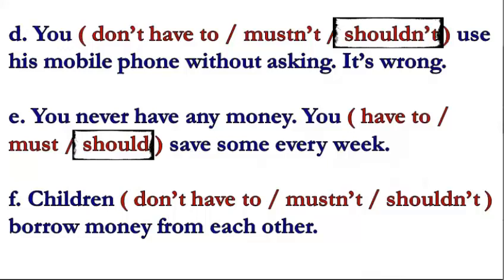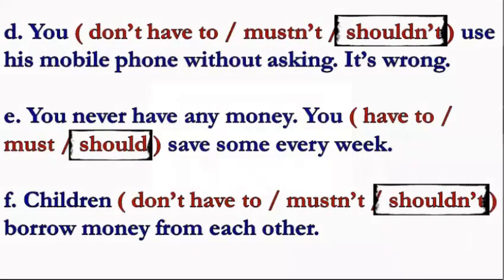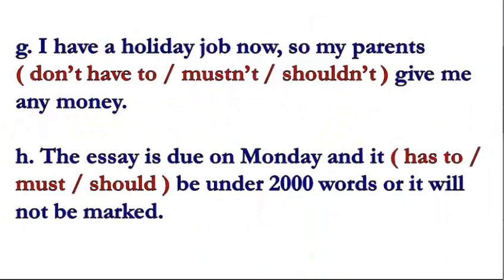Children don't have to, or mustn't, or shouldn't borrow money from each other. It's not a good idea for children, young kids, to borrow money from each other, so they shouldn't borrow money. Sentence G.